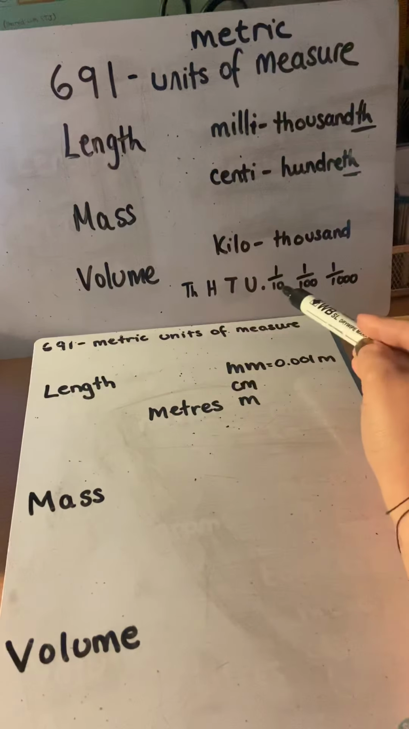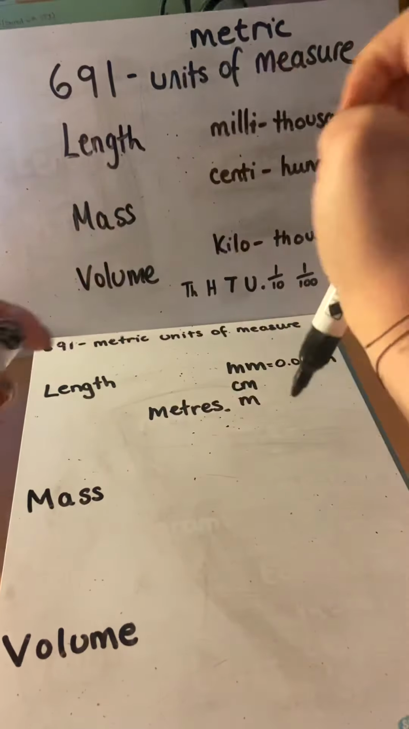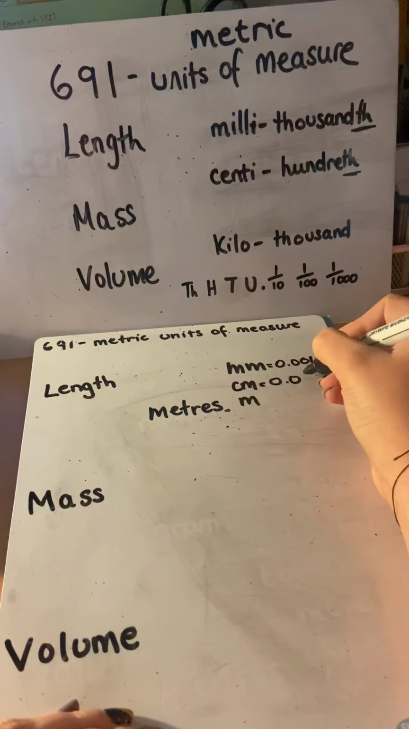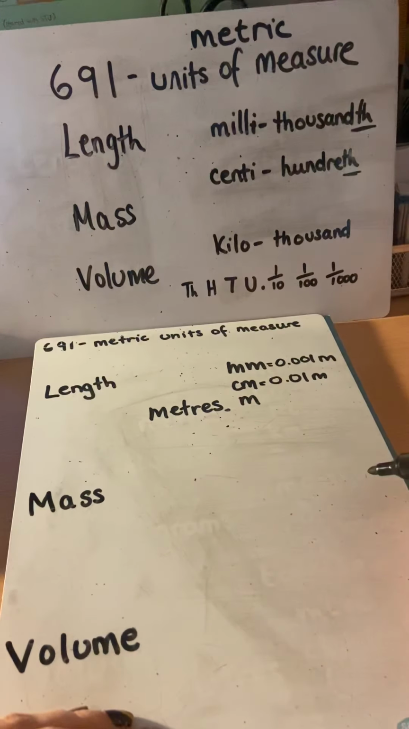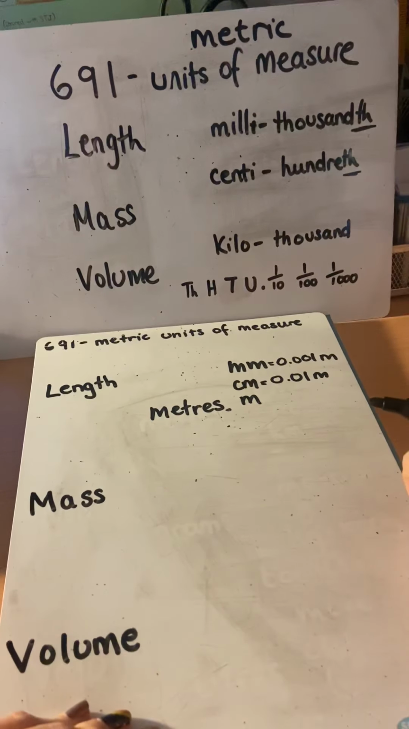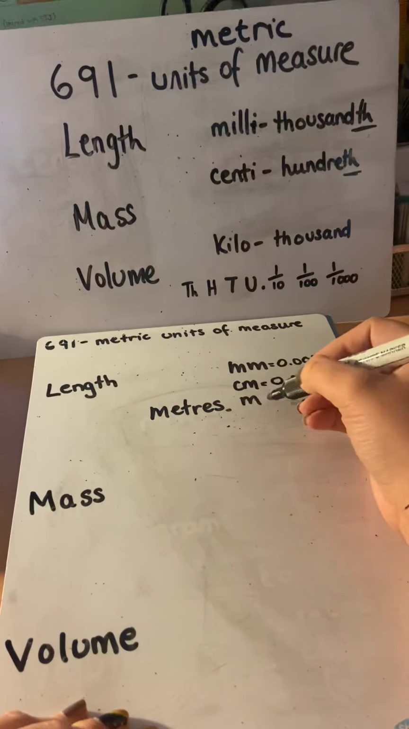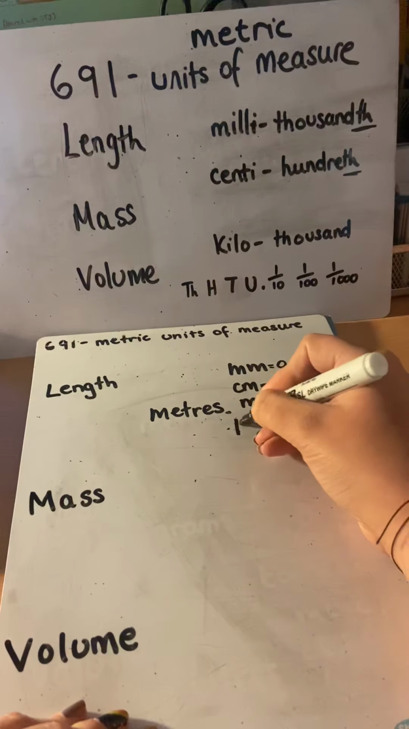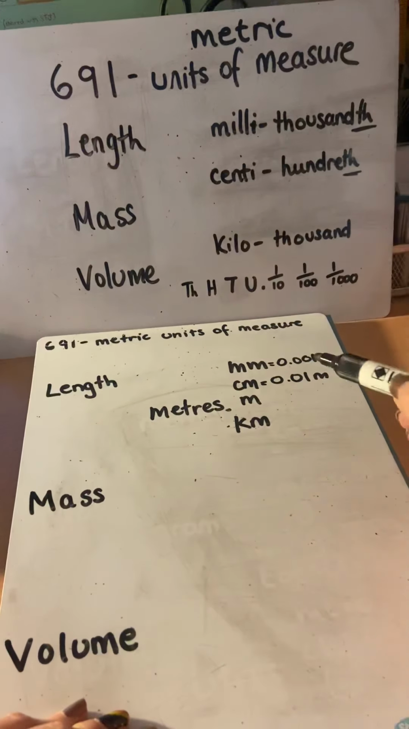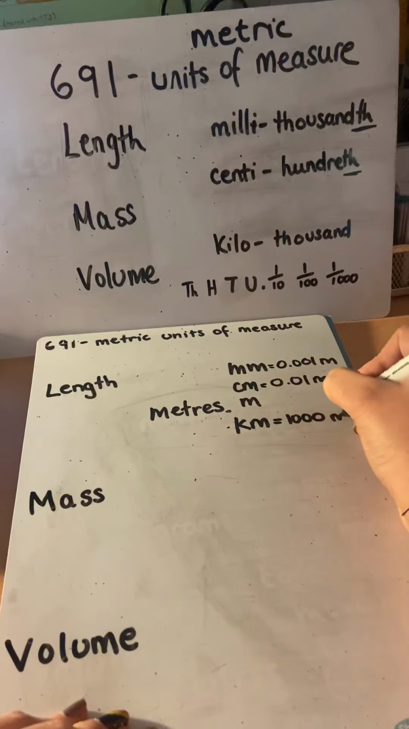A centimetre, centi means hundredth. So if we look here, hundredth, that means that a centimetre is 0.01 metres. Okay, but what if we wanted to measure something really big, like the distance from Liverpool to Widnes, for example? Then we wouldn't use metres, we'd use kilometres. Kilo meaning 1,000. There are 1,000 metres in a kilometre.